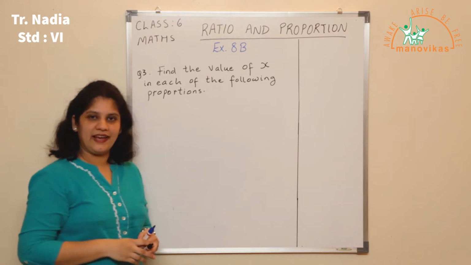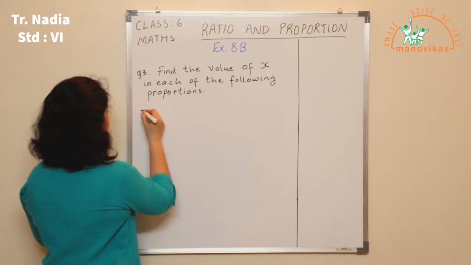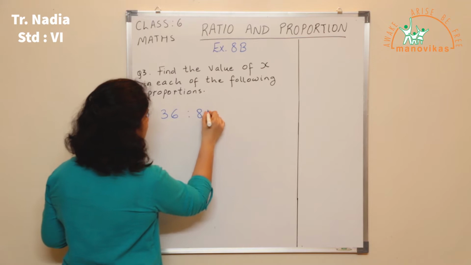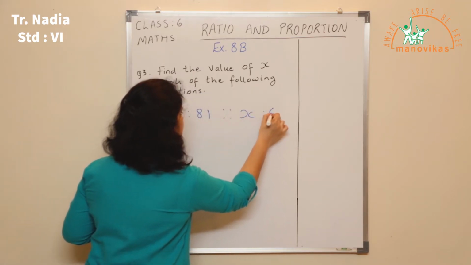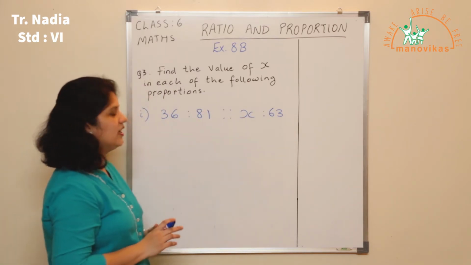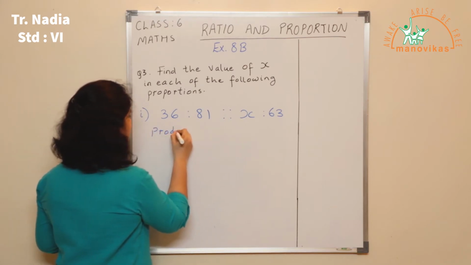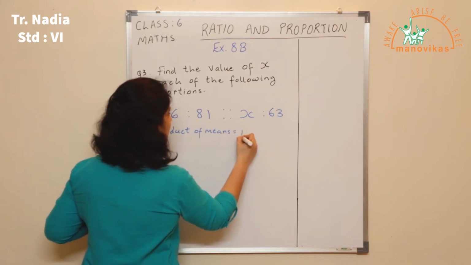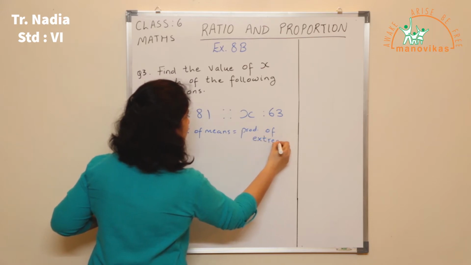Find the value of x in each of the following proportions. We are given a proportion like this: 36:81 is as x is to 63. Now you have to find the unknown quantity, that is x. So here we will make use of the formula product of means is equal to product of extremes.